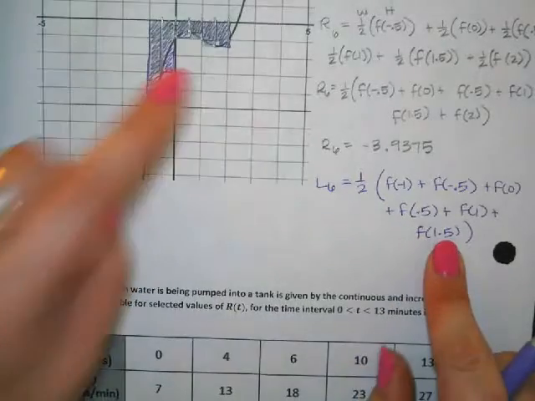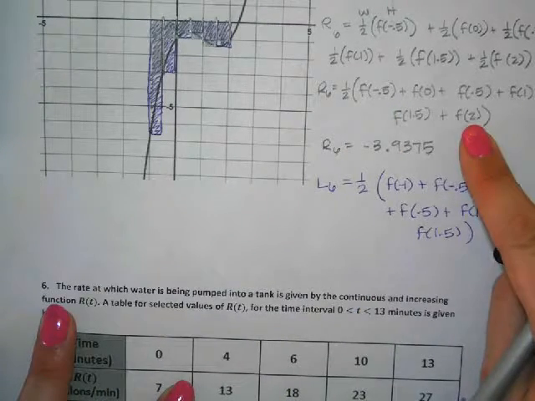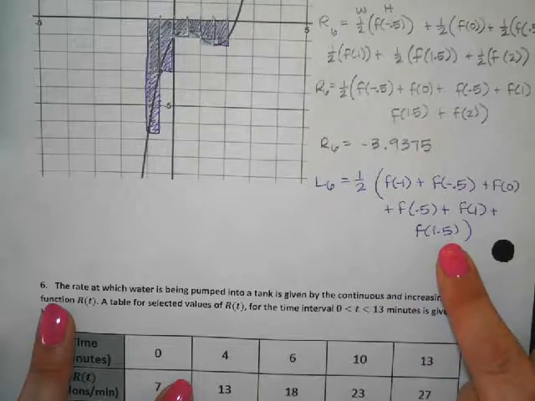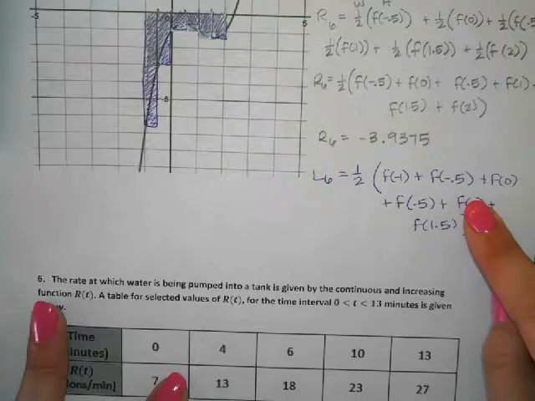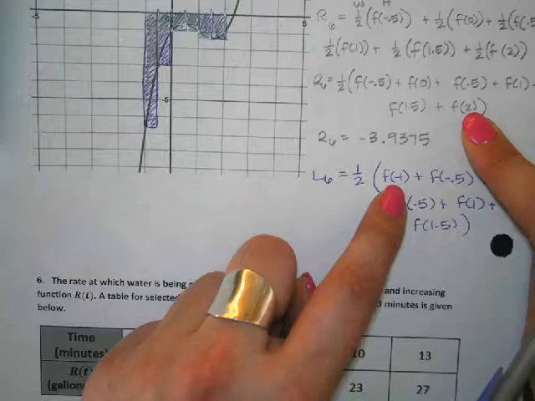So instead of starting at -0.5 and going all the way to 2, we're going to start at -1 and go all the way to 1.5. So what is the only difference between these two? The 2 at the end and the -1 at the beginning. Do you guys see that?